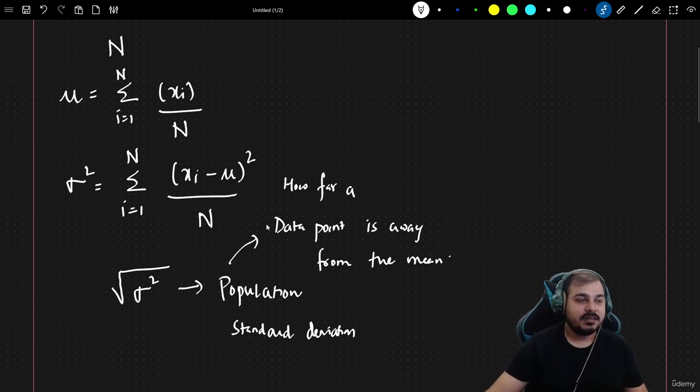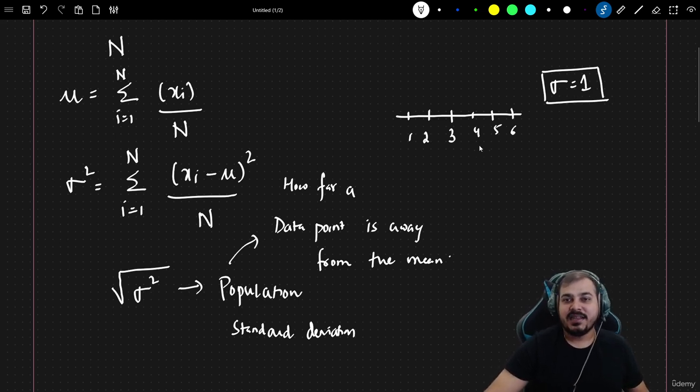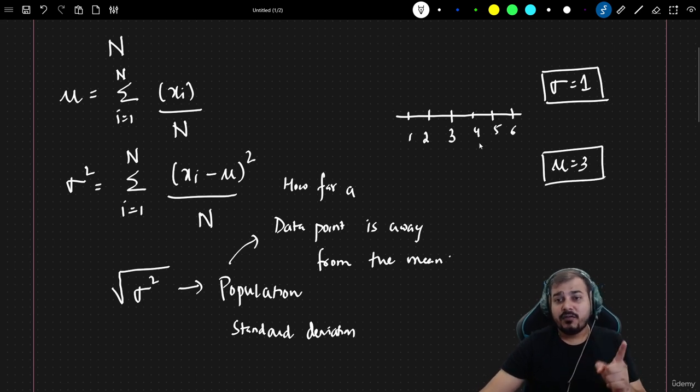Suppose I have a scenario with values like 3, 4, 5, 6, 2, 1, 0. Let's consider that I have this particular data, and that my standard deviation is 1, right? If my standard deviation is 1, and I want to find out how far the data point 4 is away from the mean, and in this scenario my mean is 3, then I will say that 4 is 1 standard deviation to the right.